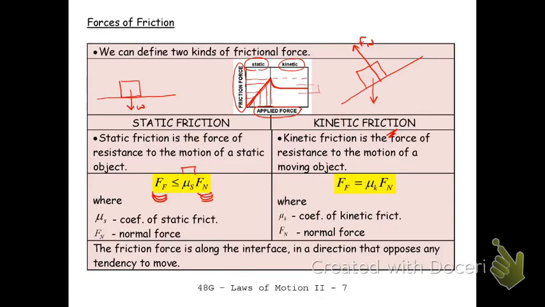For kinetic, because it's a constant value, we just say it's equal to mu k times Fn. And for static, it's less than or equal to mu s times Fn. Mu is just like a U with a little tail on it. We call it a mu, like a marshmallow, mu. Mu K. So we call it mu S and mu K. Okay. And we can look these up in books.